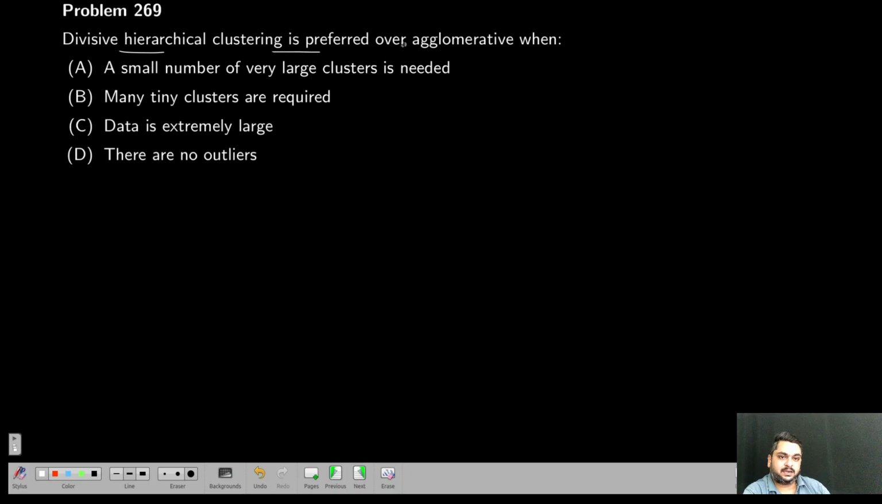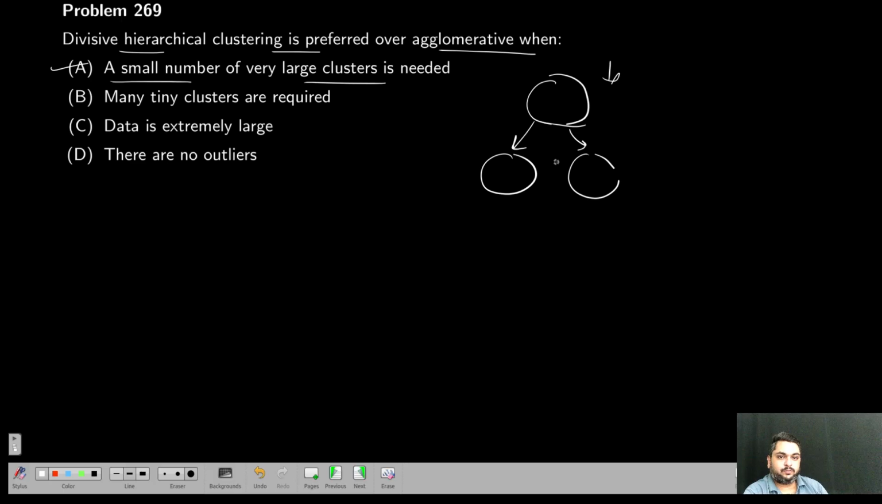Divisive hierarchical clustering is preferred over agglomerative when a small number of very large clusters is needed. Yes, because divisive starts from the top down, so a big cluster is divided into smaller clusters. So you can have the desired number of big clusters. It doesn't produce tiny clusters. That is produced by minimum distance, sorry, agglomerative. Data is extremely large: this doesn't apply. There are no outliers. So all the others are not the assumptions.